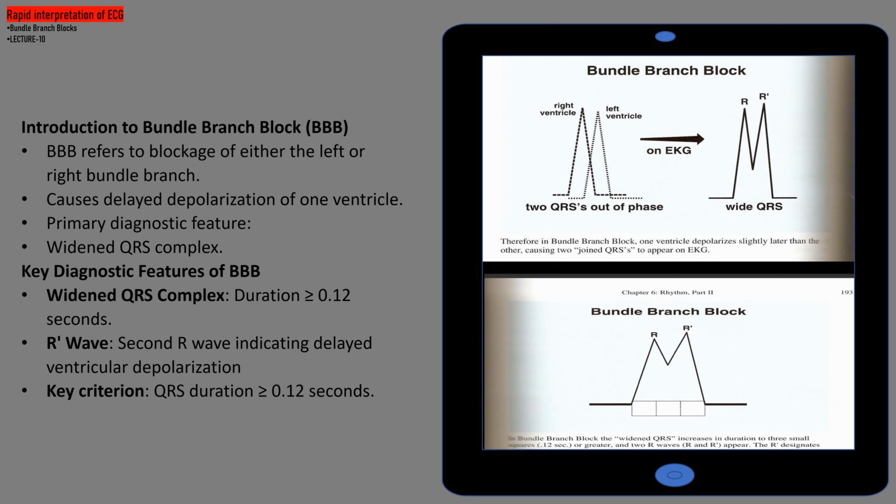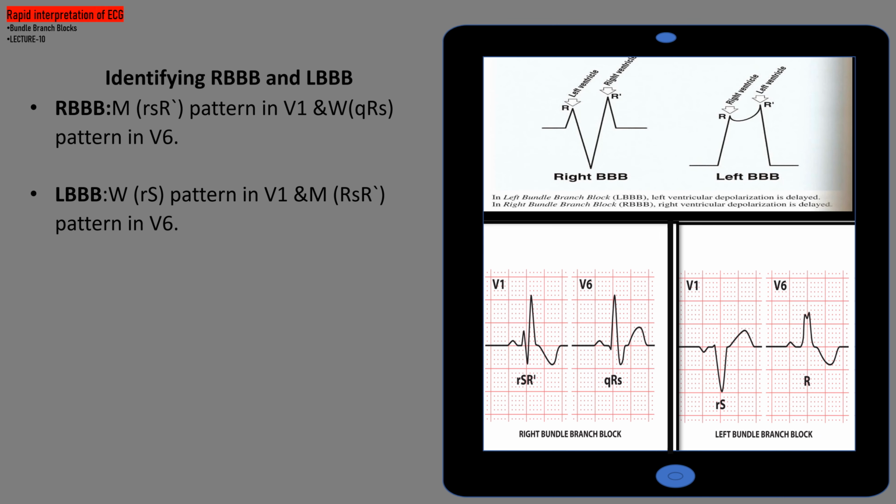To diagnose a bundle branch block, we look at certain criteria. If the QRS complex duration is greater than 120 milliseconds, or 3 small boxes, it indicates a delay in electrical conduction. Another important finding is the presence of a second R wave, known as R', which suggests delayed depolarization of the affected ventricle. Additionally, the RS wave pattern provides valuable insights into how the ventricles are depolarizing and helps distinguish between a right and a left bundle branch block.